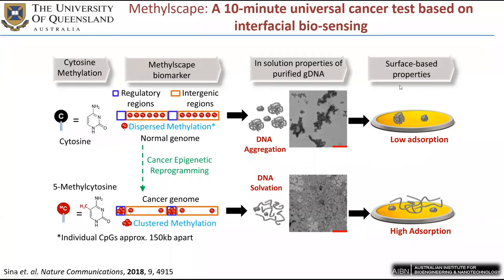This is probably because in the case of normal DNA, the high affinity groups of DNA are blocked inside these aggregates. In the case of cancer DNA, they're more dispersed in solution, so they have more opportunities to interact with the gold surface. So based on these different adsorption behaviors of normal and cancer DNA, we developed our 10-minute test.